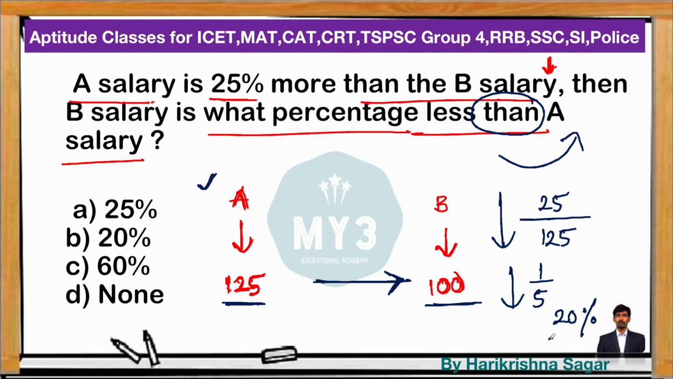1 by 5 is indicating 20%. Mark your answer, option B. 1 by 5 is indicating 20%. Mark your answer choice as option B. Hope you are able to understand.